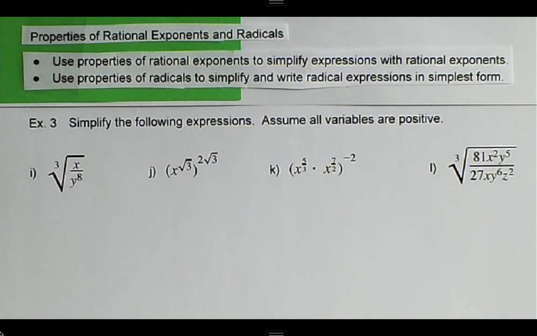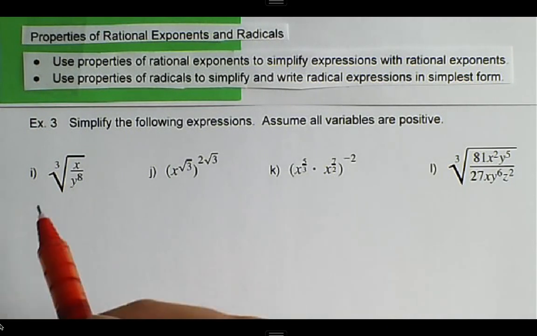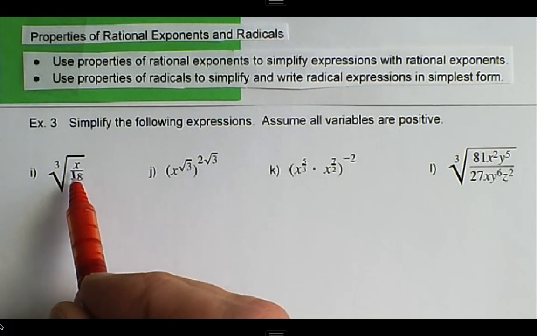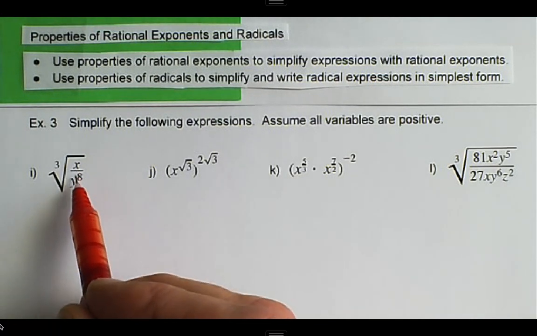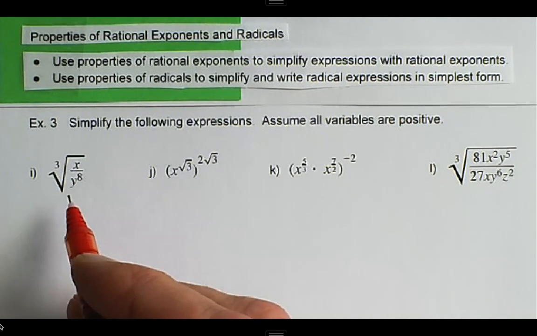We are talking about properties of rational exponents and radicals, and we are simplifying the following expressions. Assume all variables are positive. And so as we look at the example here, we can't really simplify any of these exactly right off the bat, so we have to manipulate it a little bit.